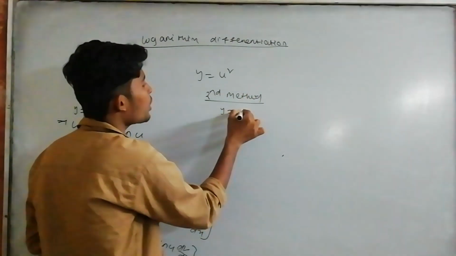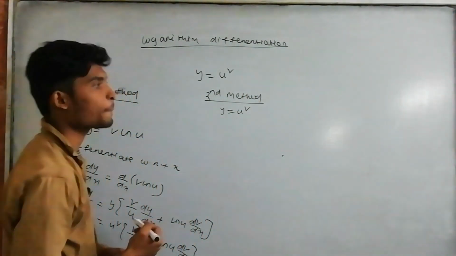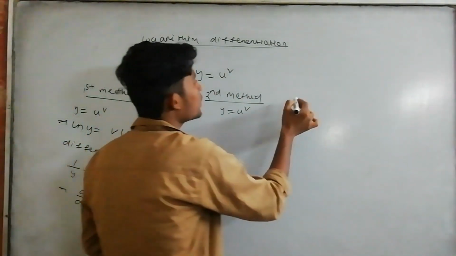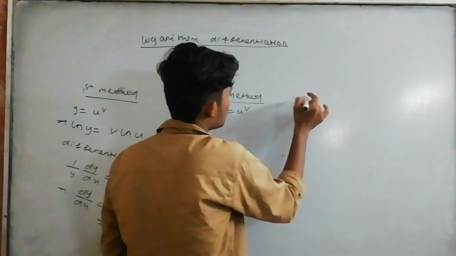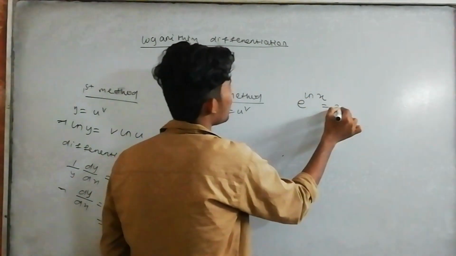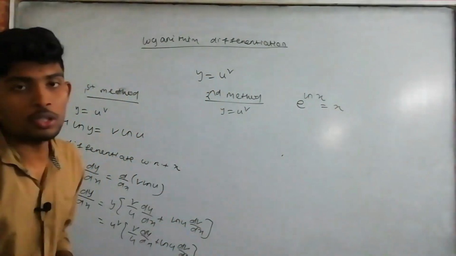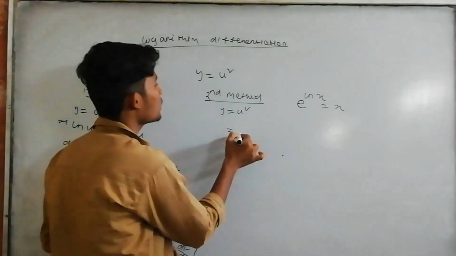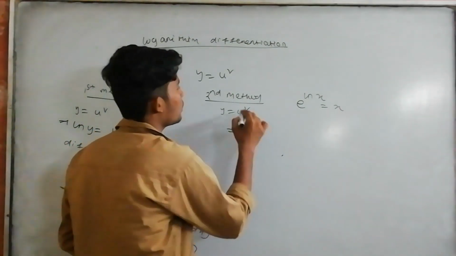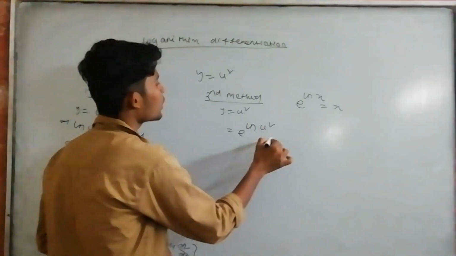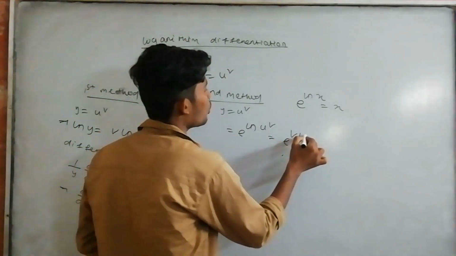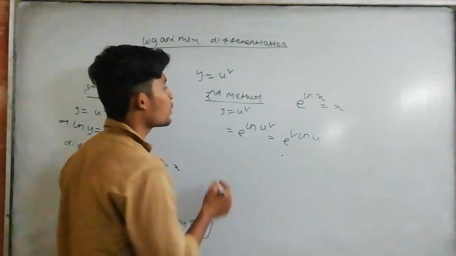If y is u to the power v, then what do you get? You know one formula, that is e to the power ln x equals x. It does not mean ln x is x. Here I use this formula. This can be written as e to the power ln of u to the power v, that is u to the v like this, and this can be written as e to the power v ln u.